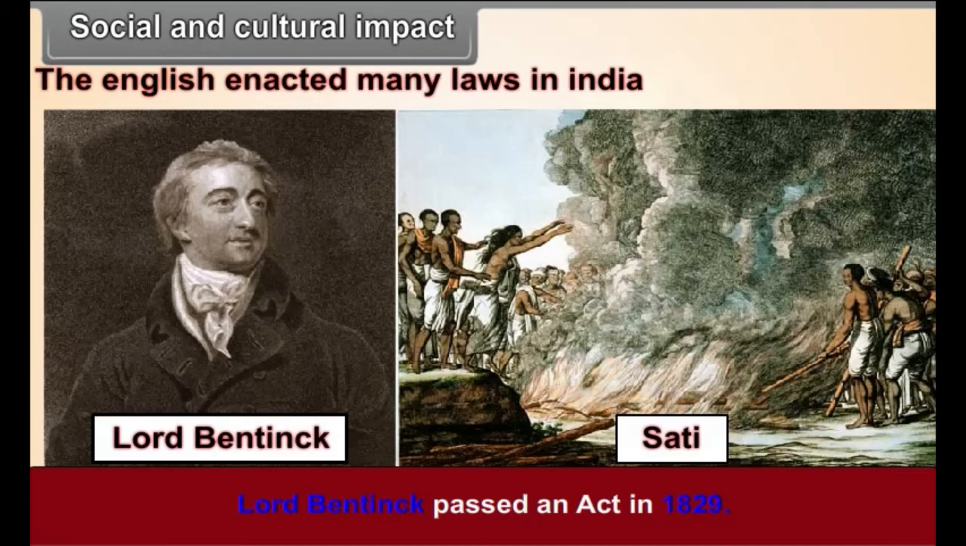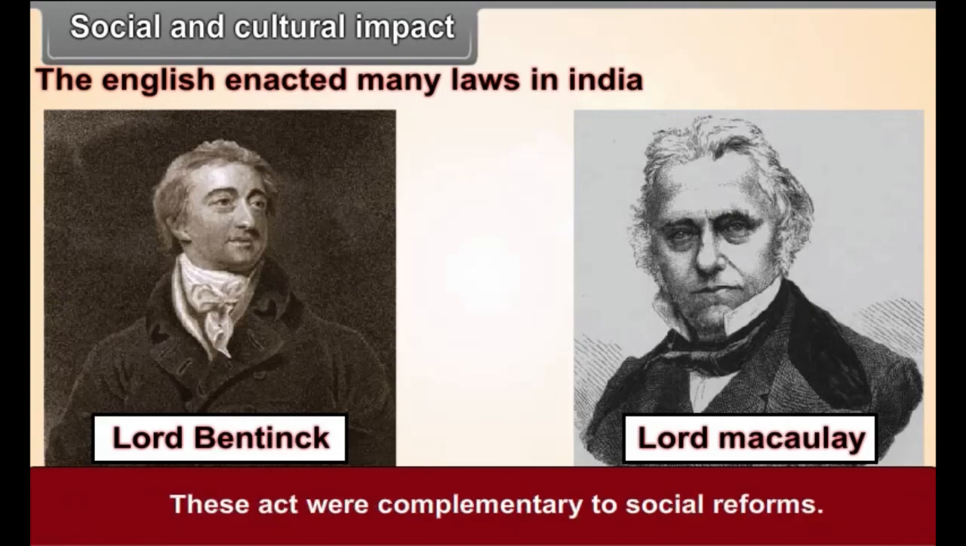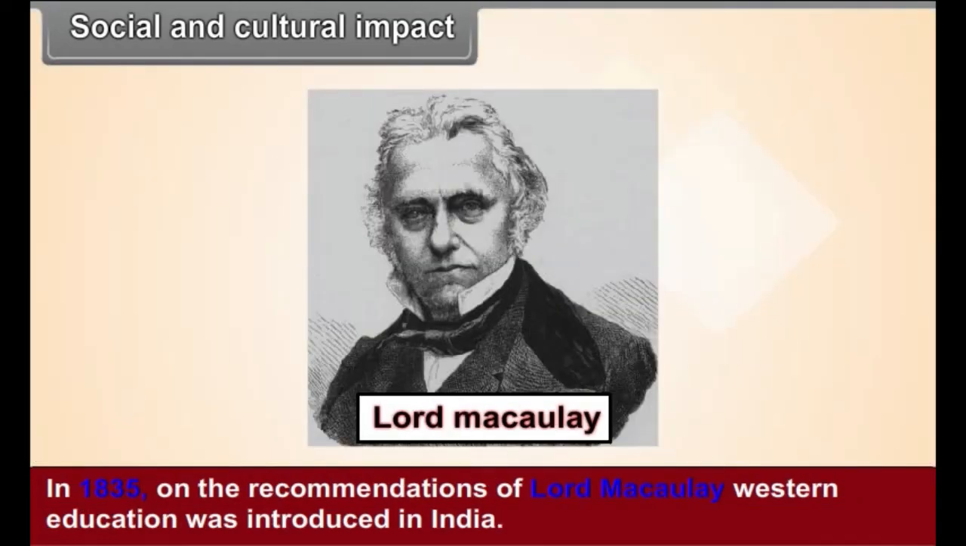Lord Bentinck passed an act in 1829 prohibiting the practice of sati. In 1856, Lord Dalhousie passed an act allowing widow remarriage. These acts were complementary to social reforms. In order to run the administration, the British were in need of Indians who had received British education. In 1835, on the recommendations of Lord Macaulay, Western education was introduced in India.